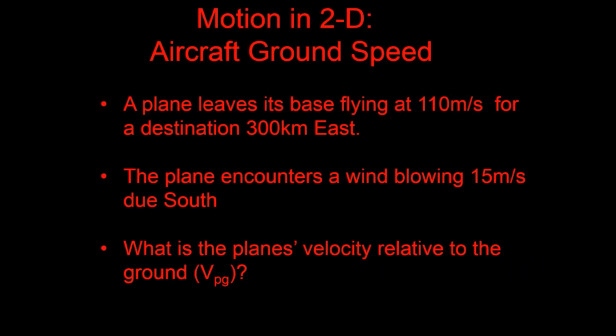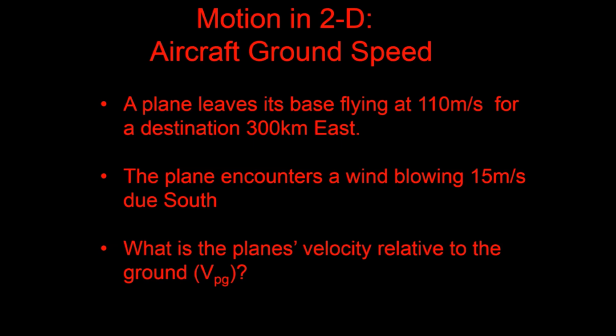So let's take a look at an example at this point. Here we have a plane leaving its base, flying at 110 meters per second for a destination 300 kilometers east. The plane encounters a wind blowing 15 meters per second due south. What will be the plane's velocity relative to the ground?